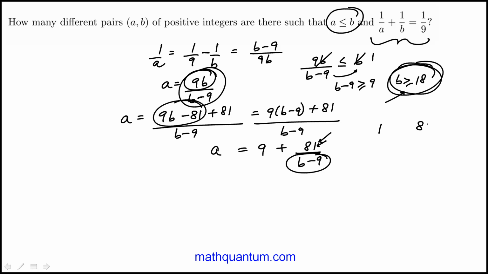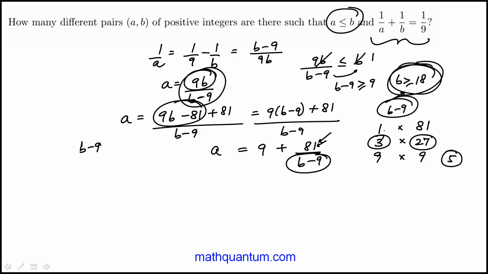So if I list them, 1 and 81, next one would be 3 and 27, because 1 times 81 is 81, 3 times 27. So both are factors. And then 9 times 9. So these are my possible values for B minus 9, all 5 of these, because there are 5 factors of 81, including 1 and 81 itself. So I just have to examine these.